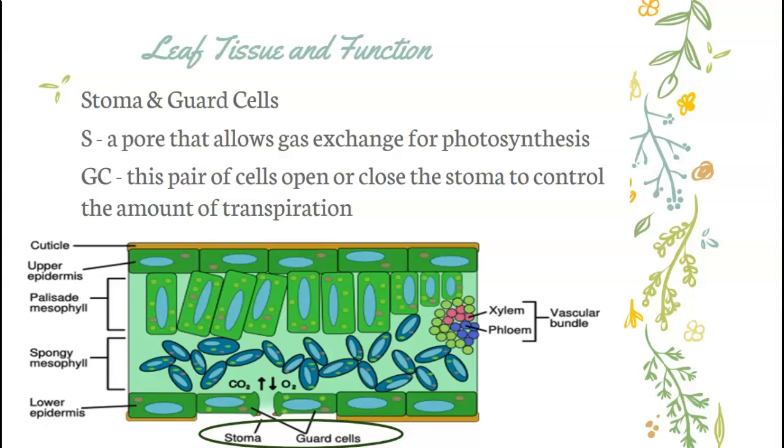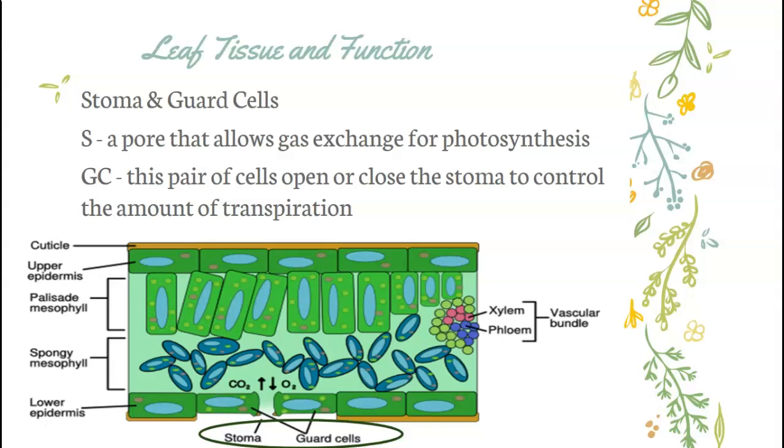Stoma is literally an opening, and it's only an opening when guard cells pull apart to allow an opening in between the guard cells. So a guard cell is a cell, right, that is strictly there to control transpiration. If you remember transpiration from freshman biology, which I understand if you don't, transpiration is water loss in a plant.